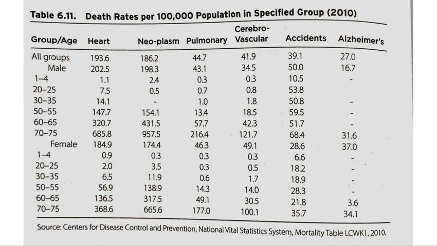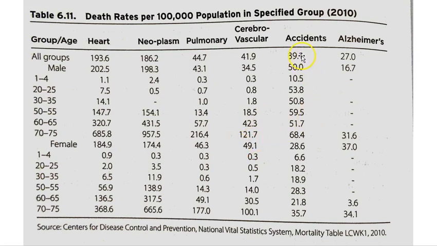We can start by observing some overall sex-specific differences. For example, if we look at heart disease, we see that males suffer at a greater rate. For neoplasm, it's the same story. For pulmonary disorders, actually females have a higher rate. For cerebrovascular, we see that males come in lower than females by a pretty substantial margin.